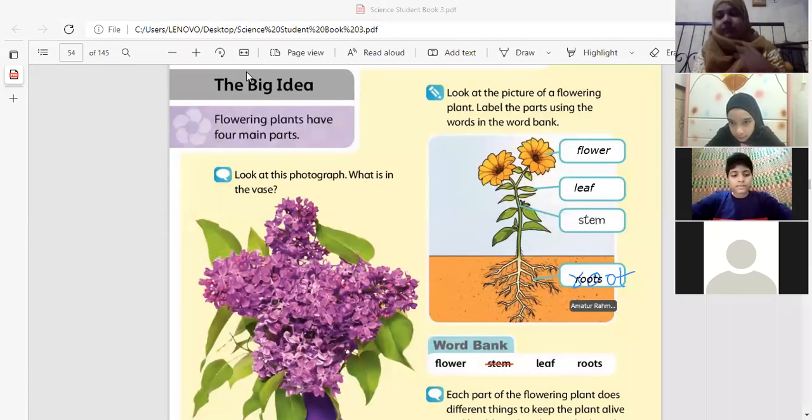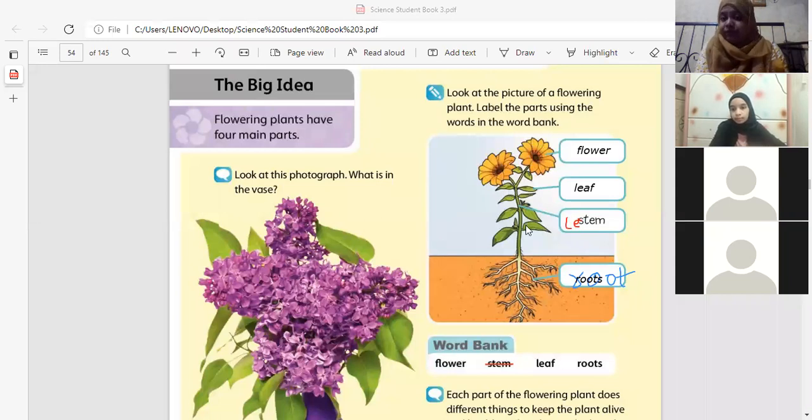Very good, very good. Flowers, leaves, stem, and roots. Okay, what do flowers do? They produce seeds. The stem gives support. Flowers have a smell that attracts insects. Yes, very good. And the leaves will produce food and the stem will transport it to different parts of the plant. Okay.